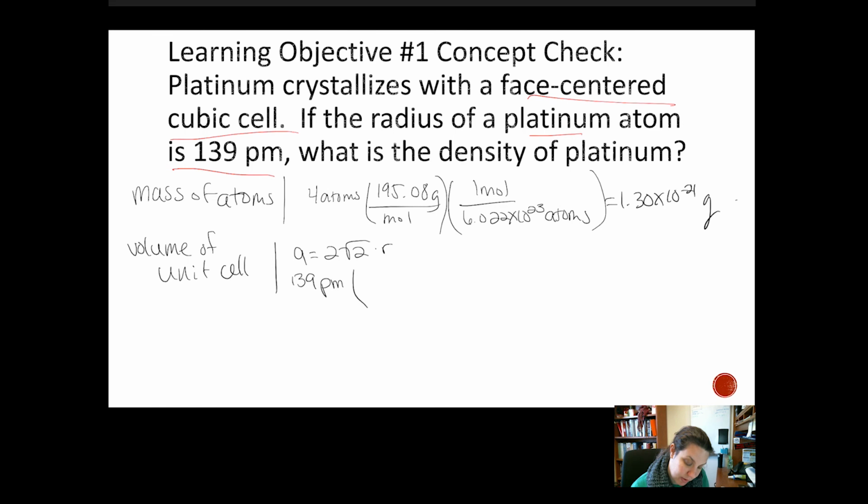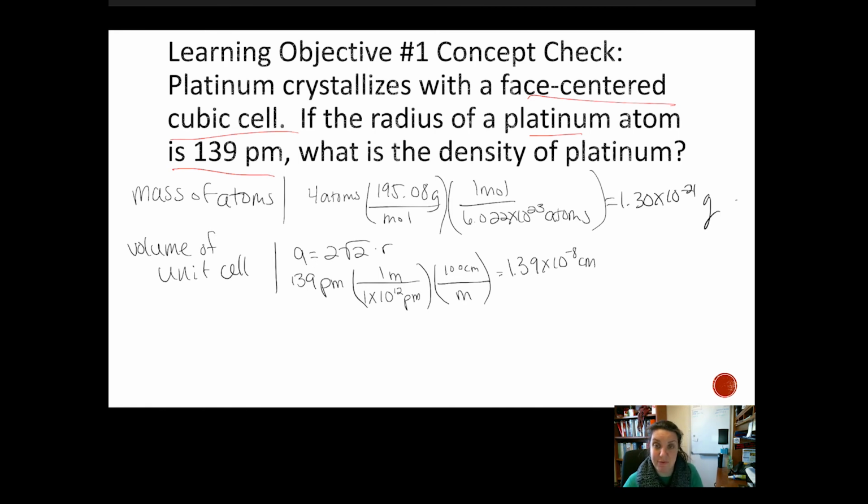There is 1 times 10 to the 12th picometers per 1 meter. And then there are 100 centimeters per meter. That'll cancel out to give us 1.39 times 10 to the negative 8 centimeters.